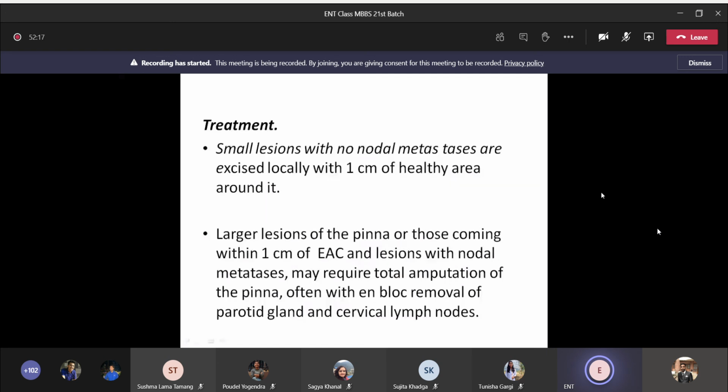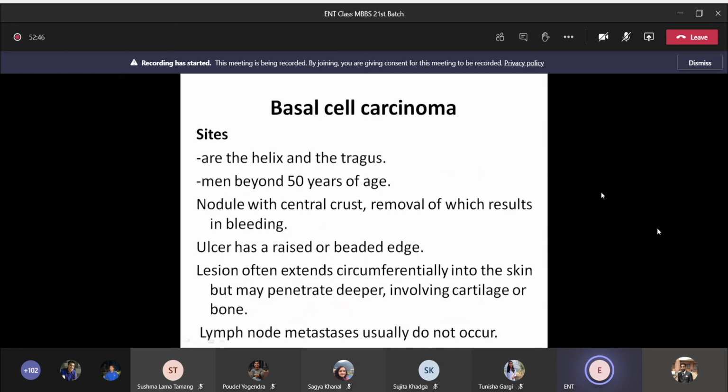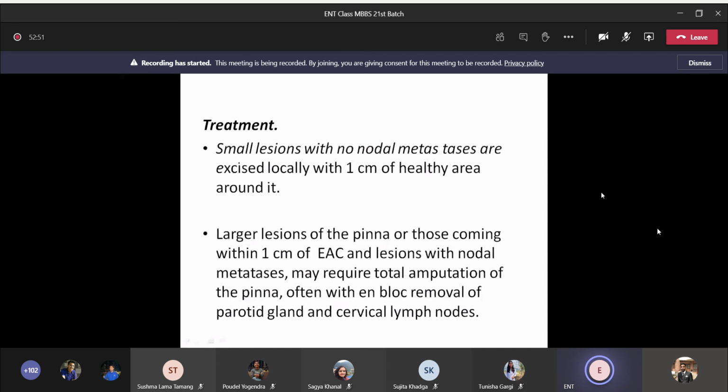Treatment: if the lesions are small and there is no nodal metastasis, it is excised locally with a margin of 1 centimeter of healthy area around it. Larger lesions of the pinna, or those coming within 1 centimeter of the external auditory canal, and lesions with nodal metastasis may require total amputation of the pinna, often with en bloc removal of the parotid gland and cervical lymph nodes. So if it is small, 1 centimeter margin, local excision. If it is large, total amputation of the pinna and en bloc removal of the parotid gland and cervical lymph nodes.